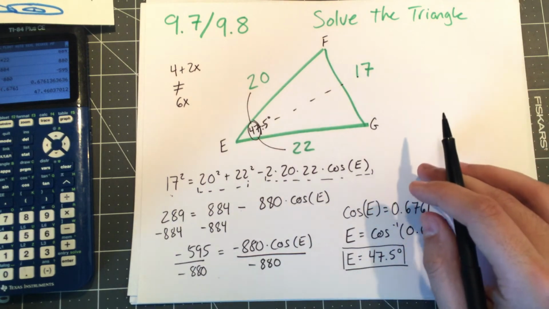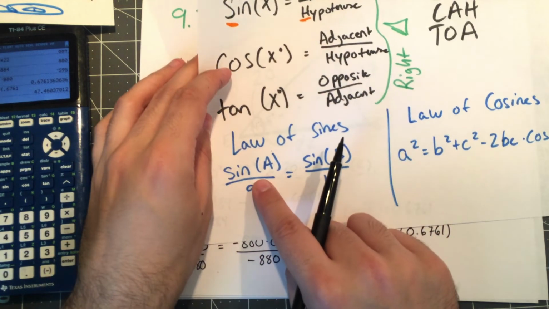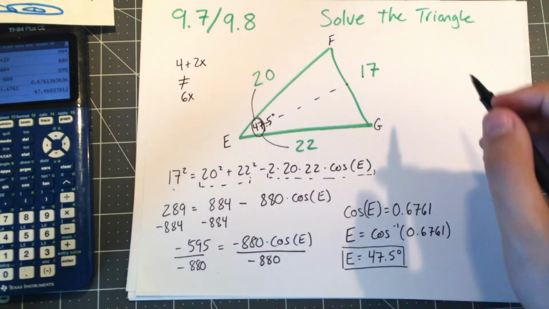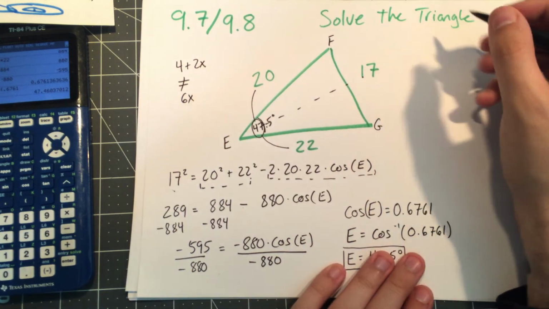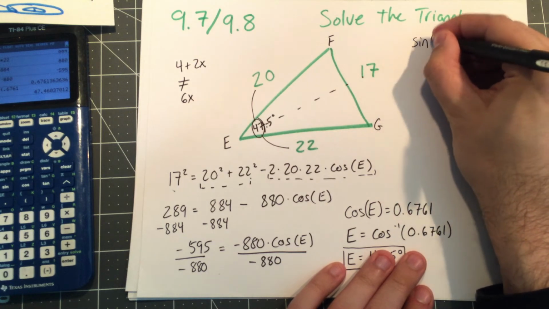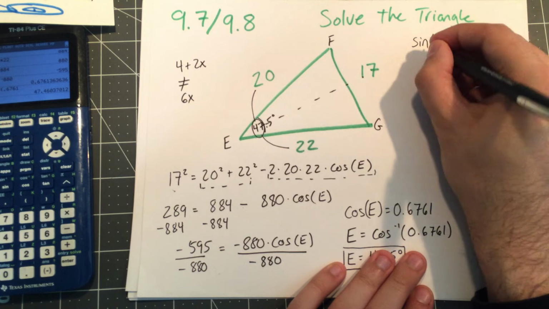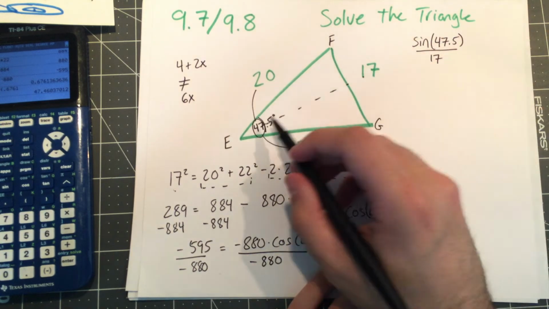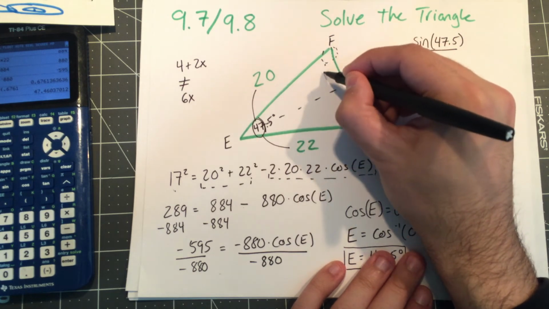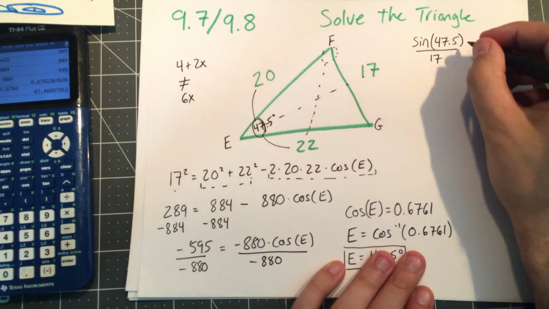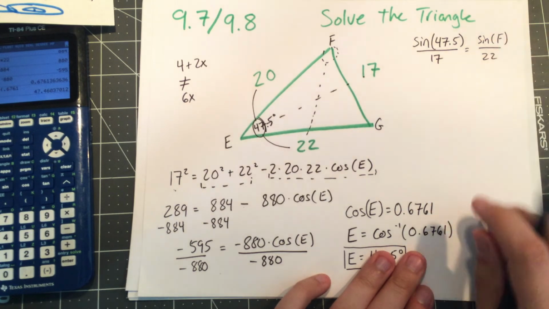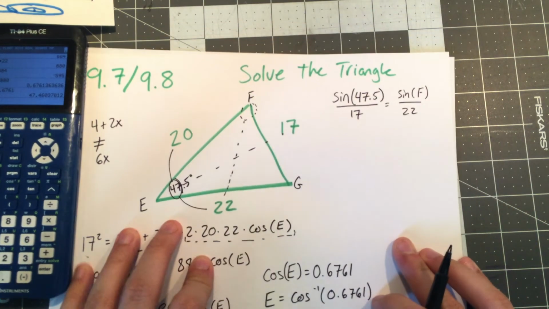The law of sines, if you remember, is the sine of an angle over its opposite side equals the sine of another angle over its opposite side. For example, I'm going to find F. I could have found G. They're going to be the same idea. The sine of 47.5 over 17. The reason 17, because they are connected. And if I'm looking for F, I'm going to use 22. Those are my little pairs. Sine of F over 22. That's the ratio I'm going to solve now.